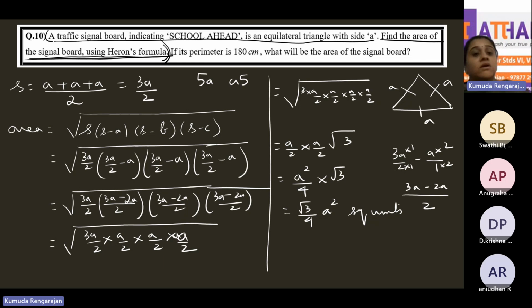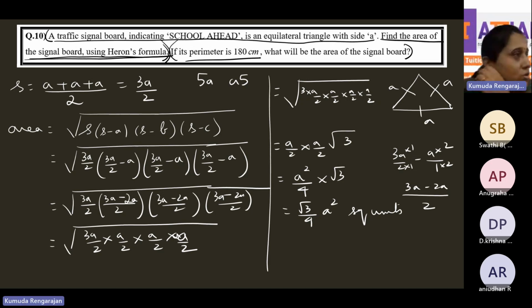Now it's over. Now, if the perimeter is 180 centimeters, for this equilateral triangle, what will be the area of the signal board? This is the next question. Same question, second sub question.